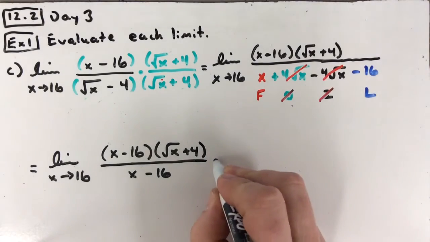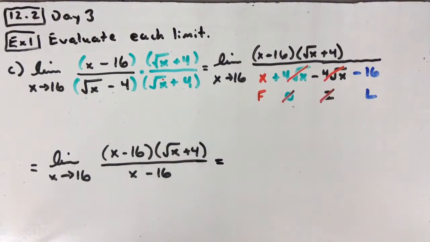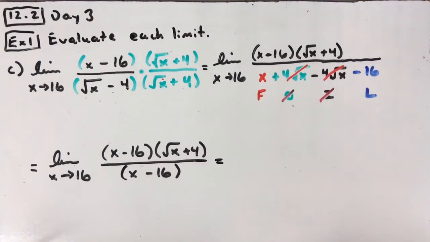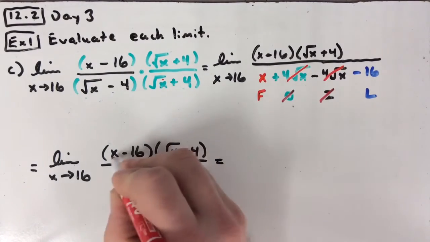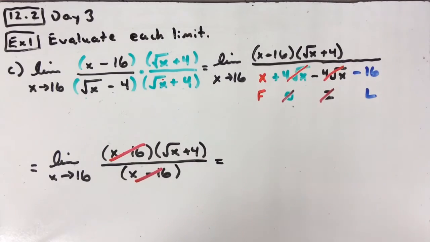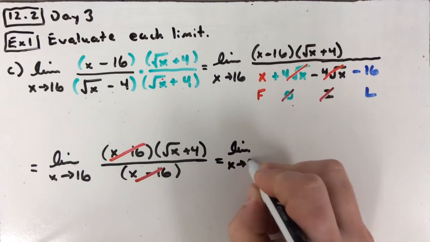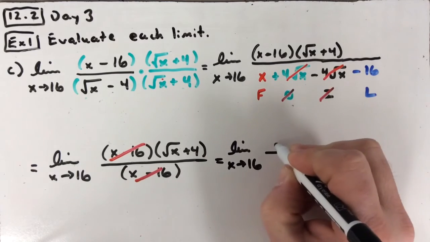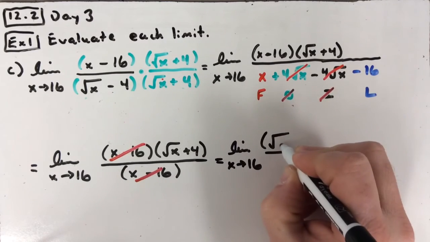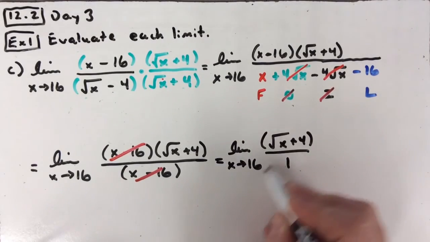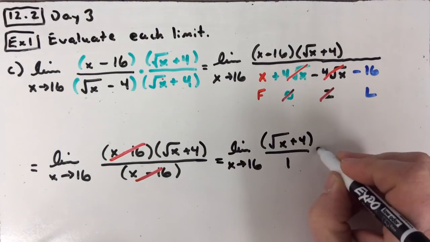And then from there, you can see in the top and in the bottom, I do have a factor of x - 16. Normally, we would look at factoring this bottom, but x - 16 doesn't factor, so you could put it in parentheses and then cancel those x - 16s out. That would give you the limit as x approaches 16 of the square root of x plus 4, all of that over 1. And now we can do direct substitution.